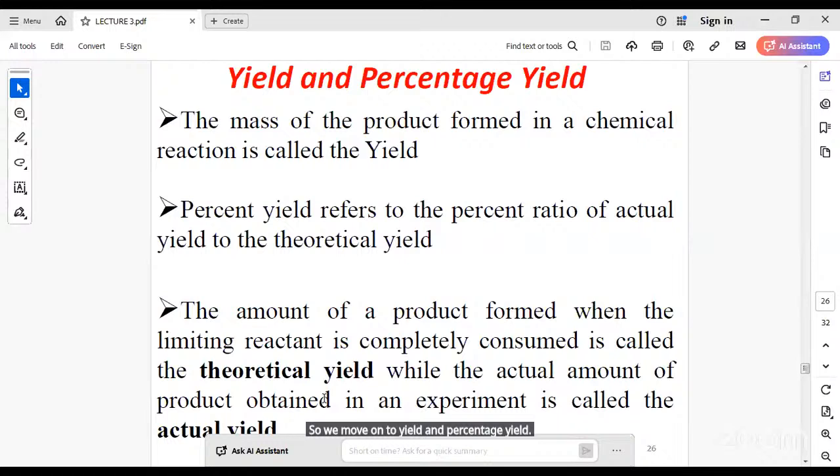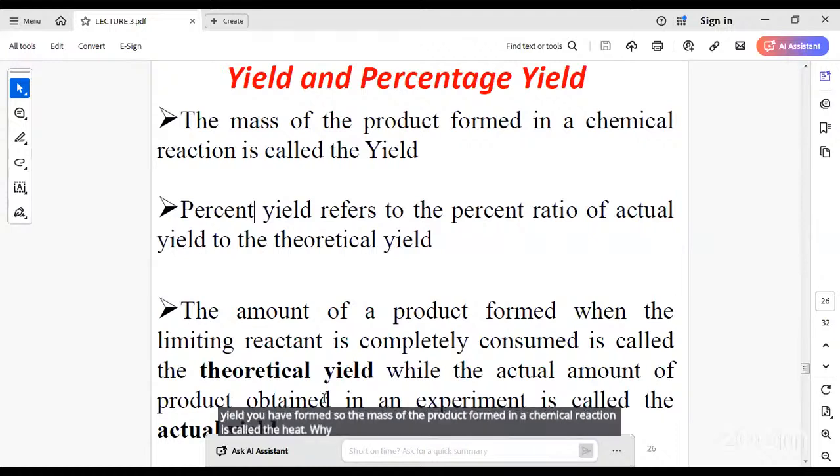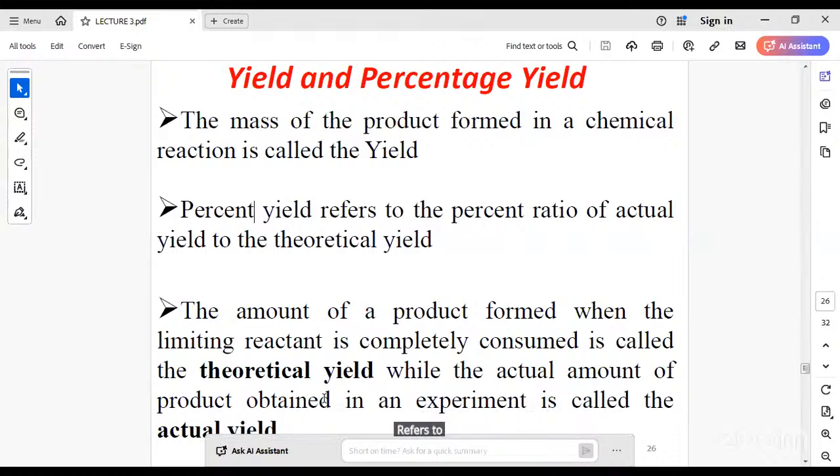When we talk about the yield, we are talking about the mass of the product formed in a chemical reaction. That is, when you carry out a chemical reaction, the product that you formed, when you weigh the mass using a weighing balance, that is the yield. So the mass of the product formed in a chemical reaction is called the yield, while the percentage yield refers to the percentage ratio of actual yield to the theoretical yield.